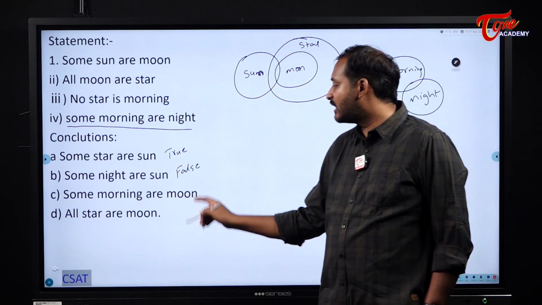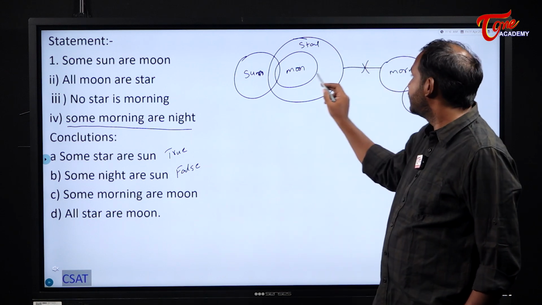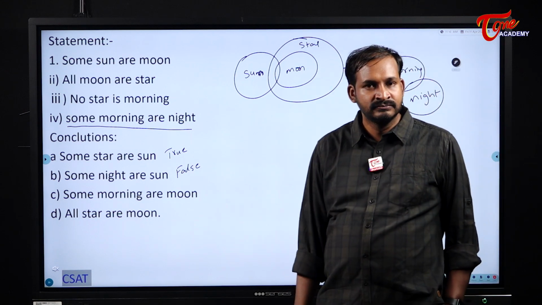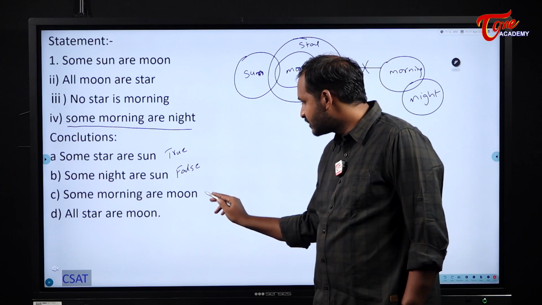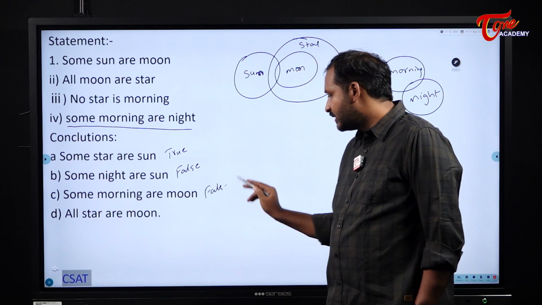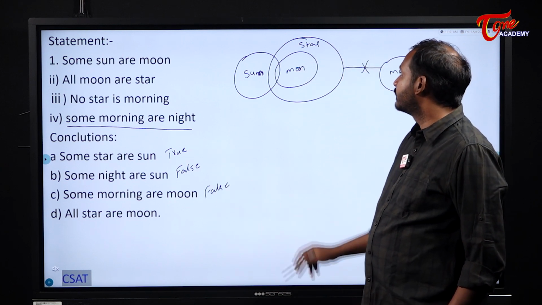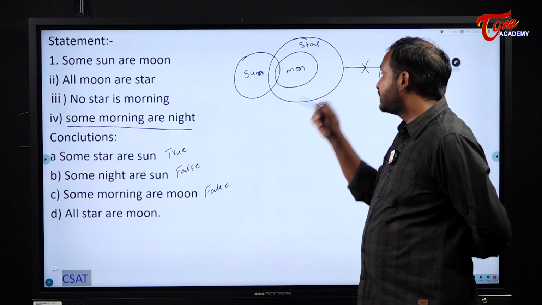Next, some morning are moon. Is there any relation between morning and moon here? No, this also becomes false. Next one, all star are moon. See, all star are moon.